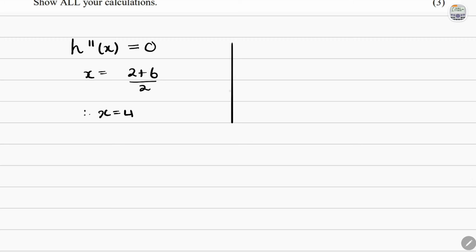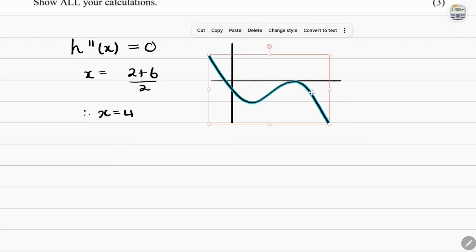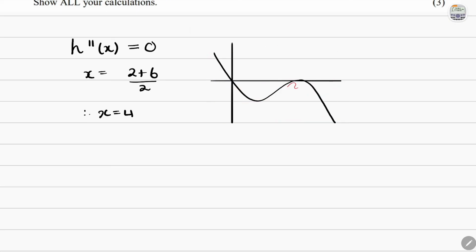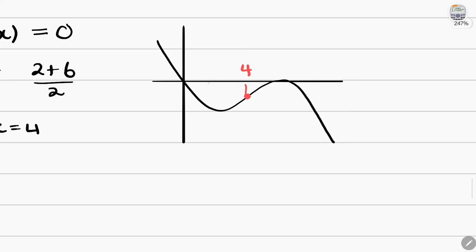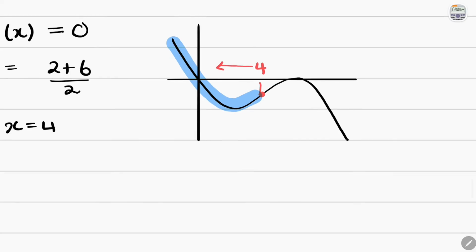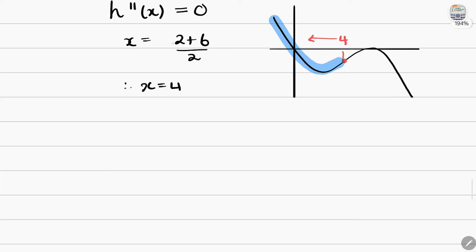Remember that your function h looked like this, right? And of course, it passed the origin. So because it looks like this, now we know that this is where the point of inflection is, at x equals 4. Do you see now that all through here, this is where it's concave up. So for values where x is less than 4, that's where it's concave up. And we can actually put that down. We can see that it is concave up.